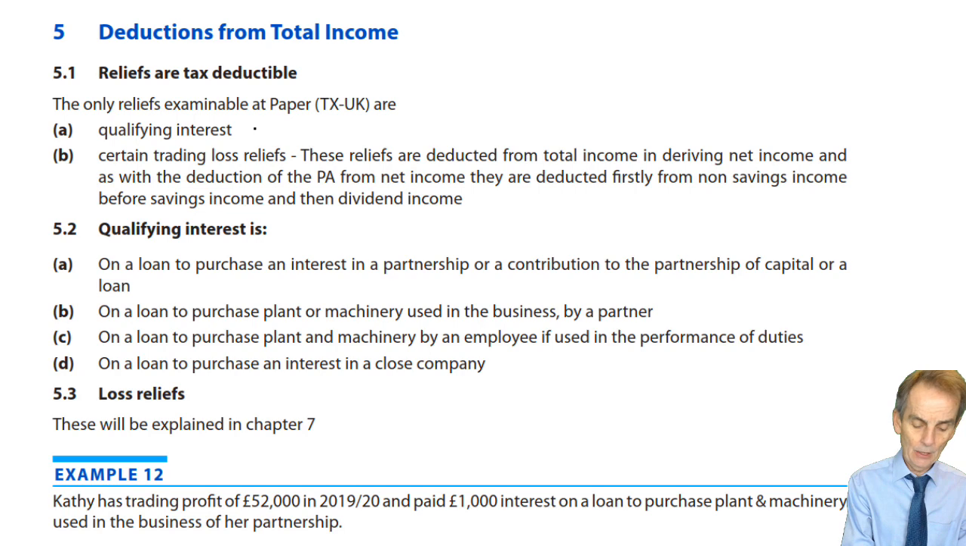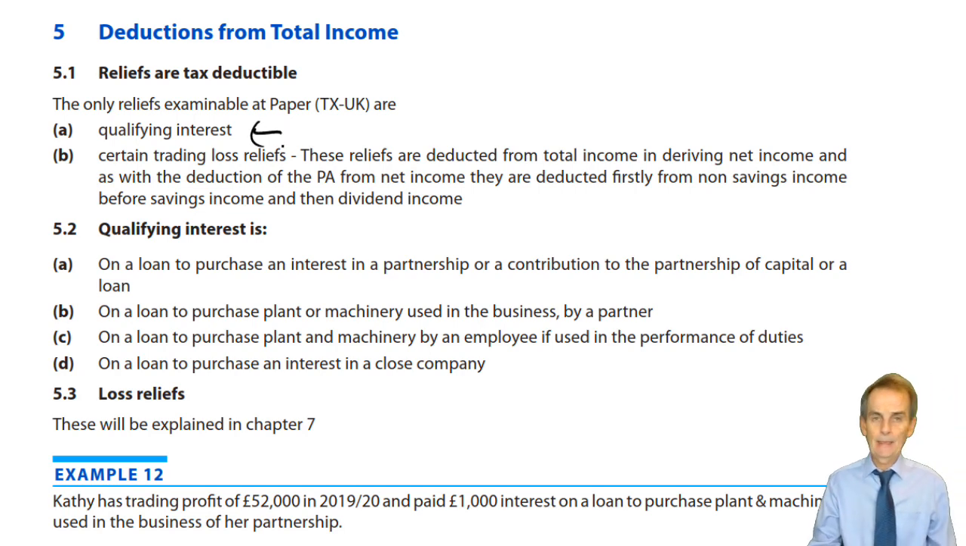The first one is qualifying interest. Now again, as we said in our introduction to the chapter, there will be many taxpayers paying interest within the UK on various things. Loans, obviously, but on bank overdrafts, on credit card statements, loans to buy a house, the house in which they live, presumably, and also maybe on loans that they've taken out to buy a car. Very, very few of those sources of interest that are paid, in fact, none of the ones I've just mentioned there, are going to attract tax relief as a deduction from total income in deriving the net income.